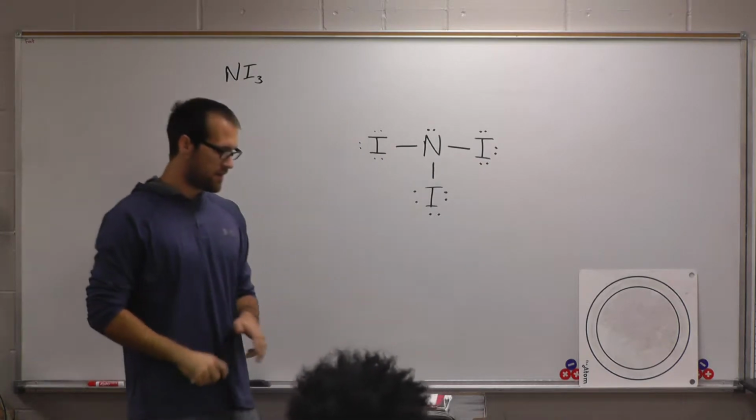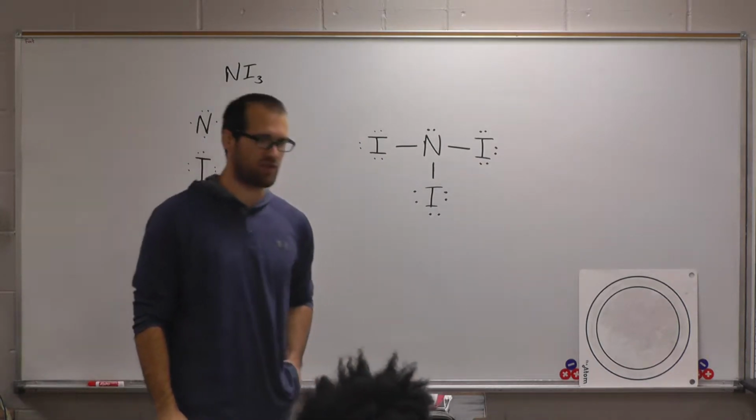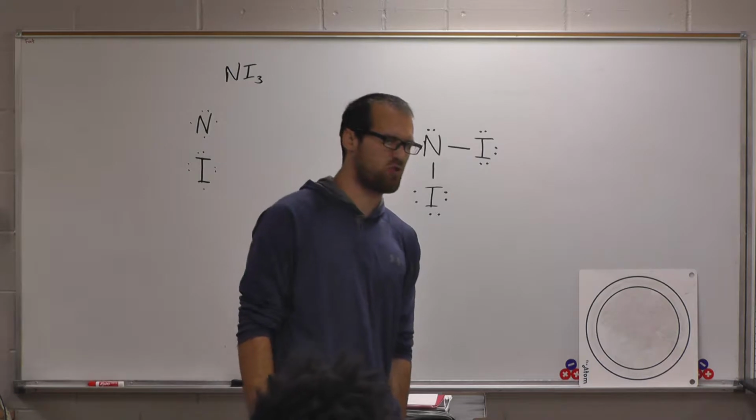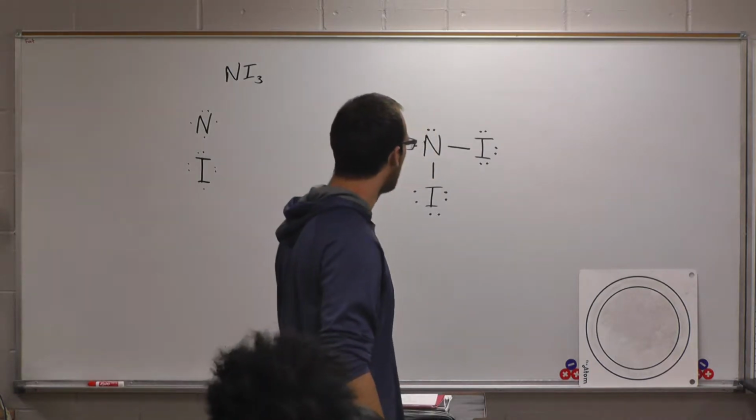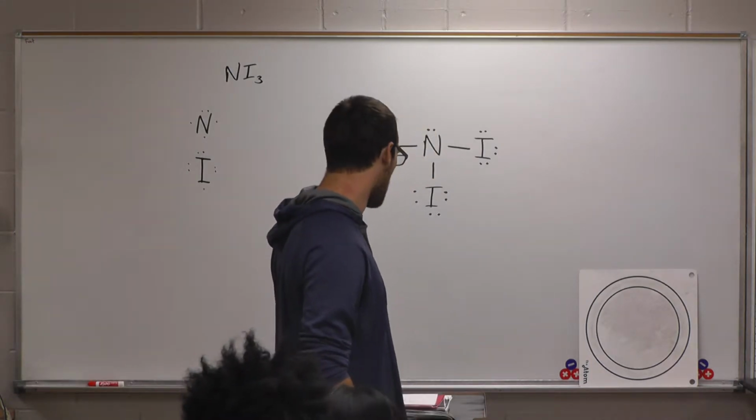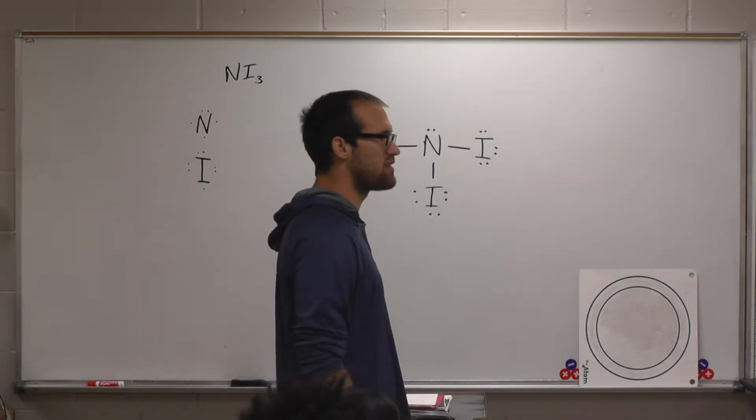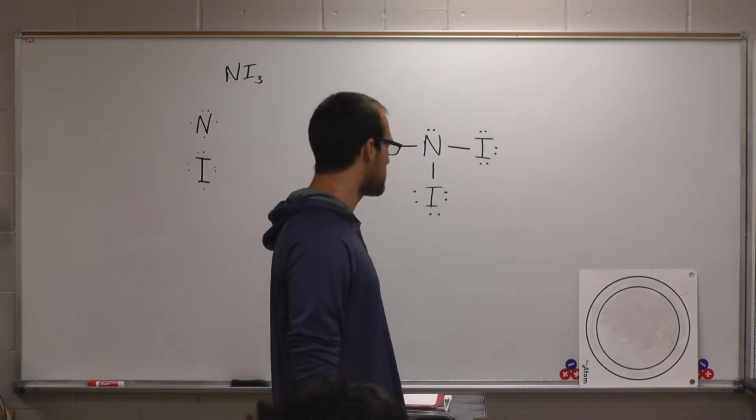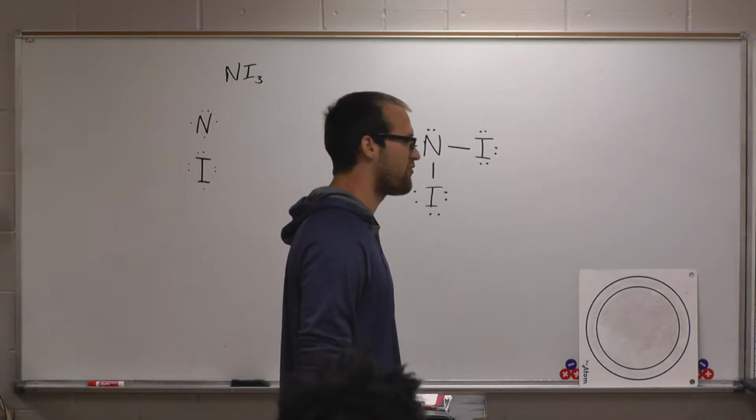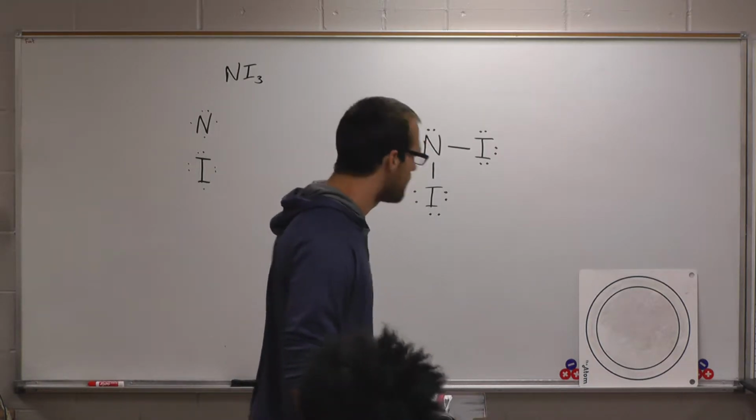Okay? Now, number 5, it does say create double bonds or triple bonds if you need them. Do we need them? No. Okay, so let's go back and look at 6 then. Let's check to make sure we have done this correctly.